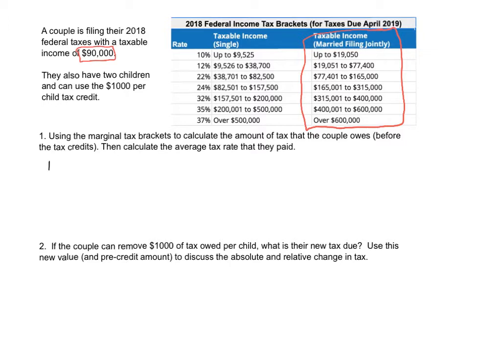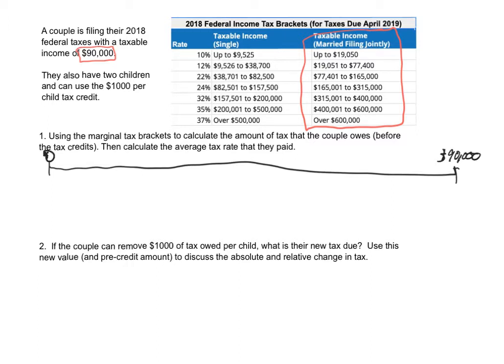If you watched my previous video, what I like to do is think about a number line. Let's assume that's a straight line. Here is $0, and the amount of money they made that year was $90,000. I want to break up their salary based on these brackets. They will pay 10% of their income for everything from 0 up to $19,050. Whatever amount of money is in there, they'll pay 10%.